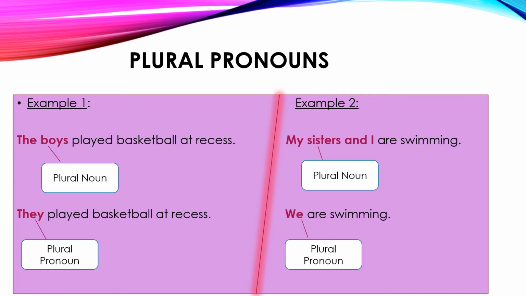My sisters and I are swimming. The word sisters is a plural noun. It names more than one person. Let's continue reading. We are swimming. The pronoun we took the place of the plural noun sisters and the word I. The pronoun we is called a plural pronoun. It names more than one.